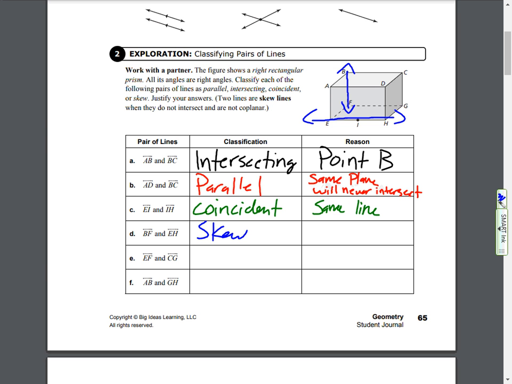So I'm just going to write different plane, and they do not intersect. I'll write it. Helps me remember.